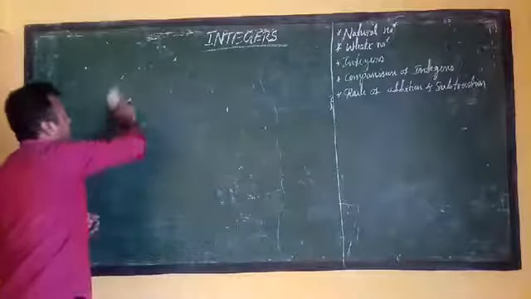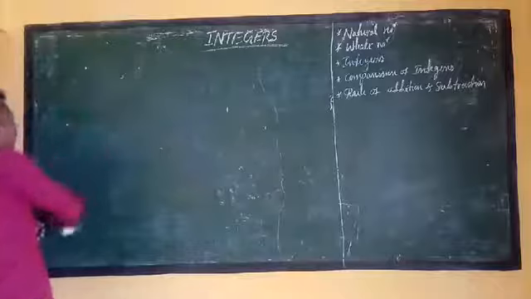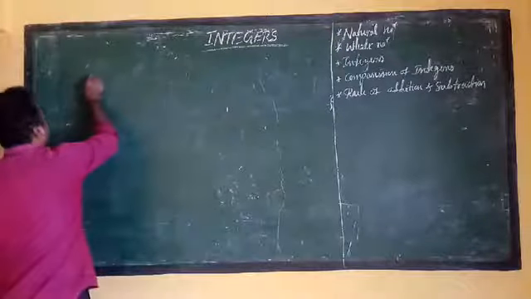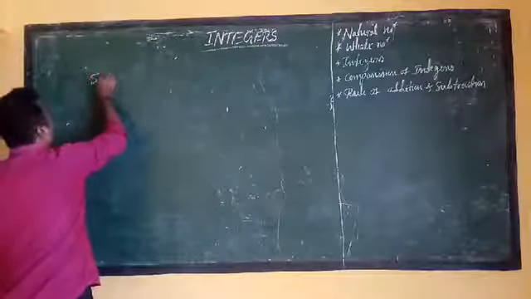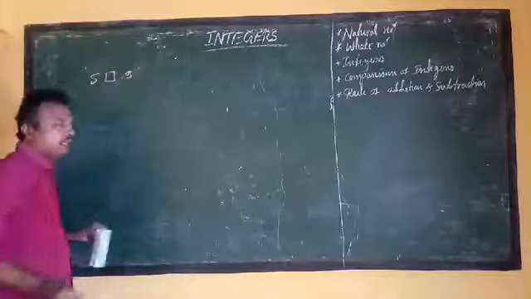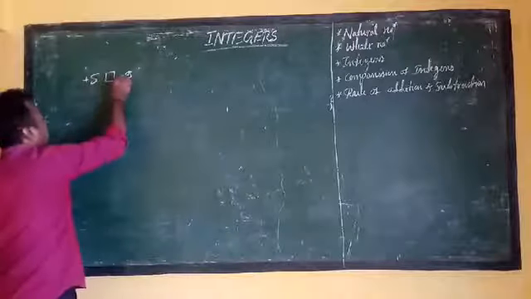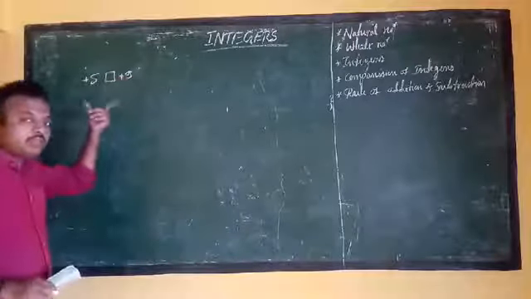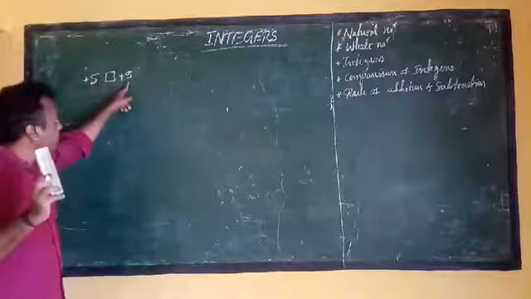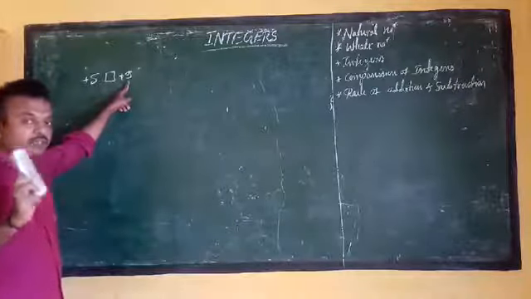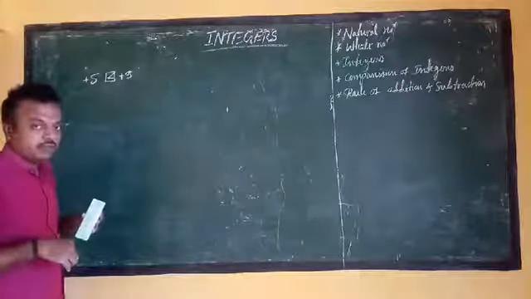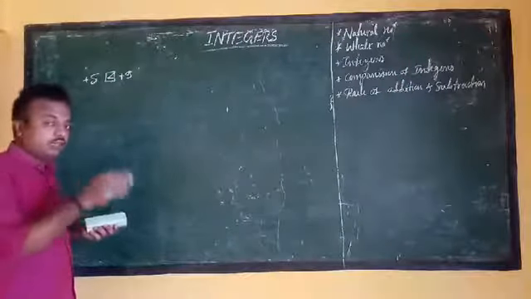Comparison of integers. Okay, students. Comparison means which is smaller and which is greater. We will take one example: 5 and 9. This is plus 5 and this is plus 9. Both are positive integers, with the same sign. So for positive integers, we can easily find out which is smaller and which is greater. So plus 9 is greater than plus 5. Got it? Because they are positive integers, we can easily find out.